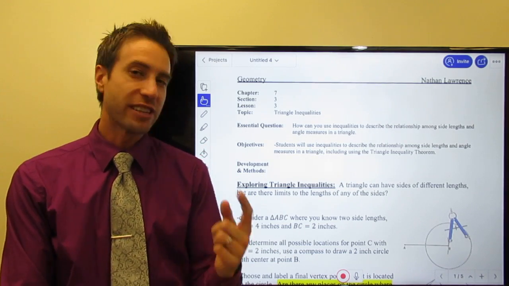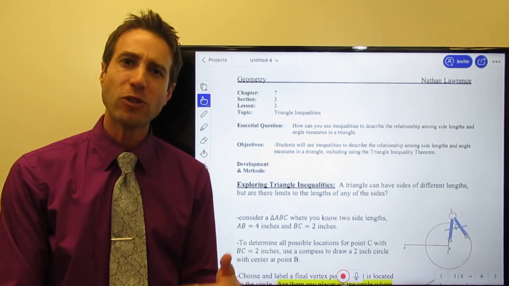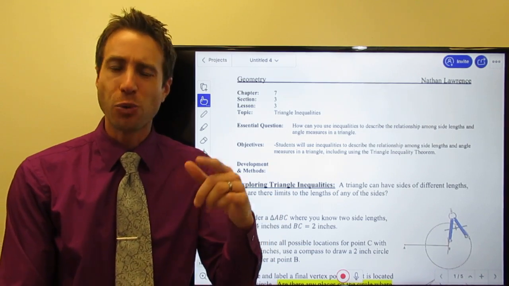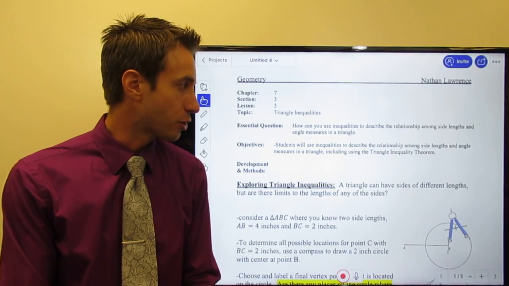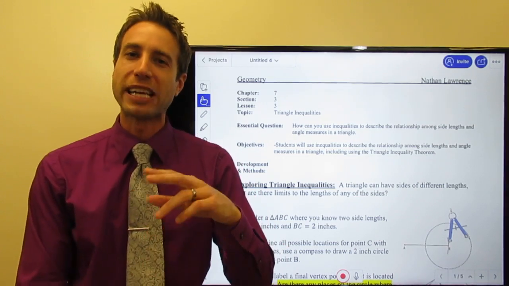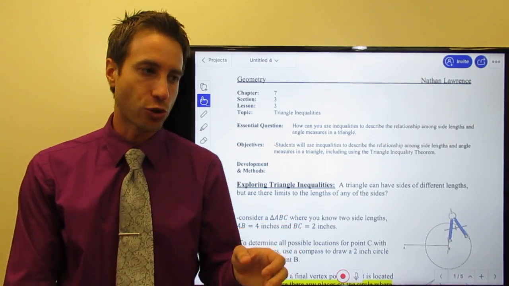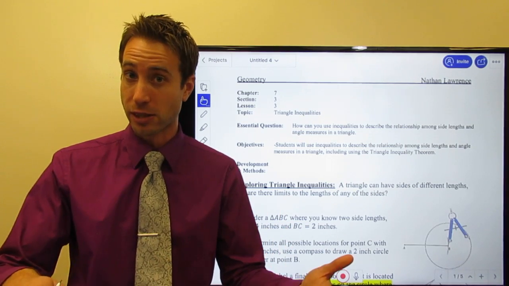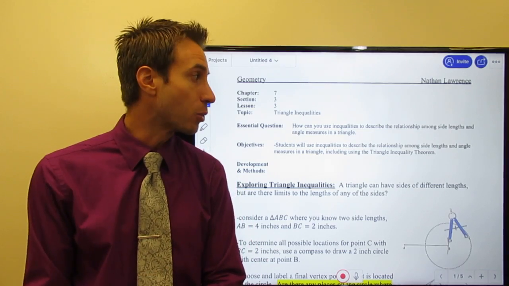What we've been doing in the last couple of sections is looking at properties of triangles. We started by talking about the relationship between the interior angles of a triangle, and then we took a look at the relationship with the exterior angles of a triangle. And then in the last section we talked about the properties of isosceles triangles and equilateral triangles.